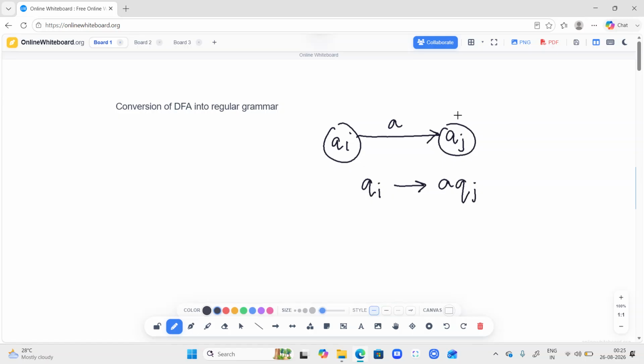If Qj is a final state, then you will add one more production to it, that is single a. That means Qi on single a reaches the final state. So using this rule, let's see one example.